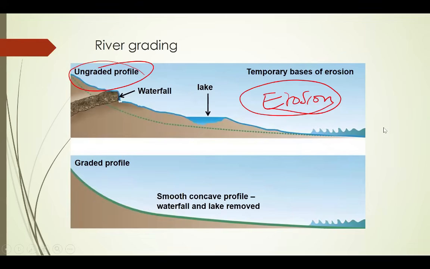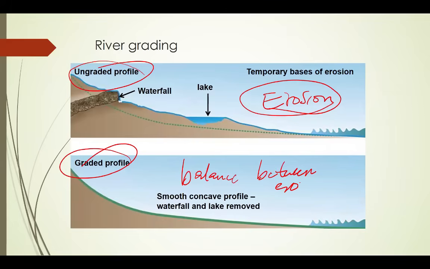But this one is a graded profile, which means there is a balance between erosion and deposition. So in the gradient profile, we say this is in equilibrium. There is no dominant process.